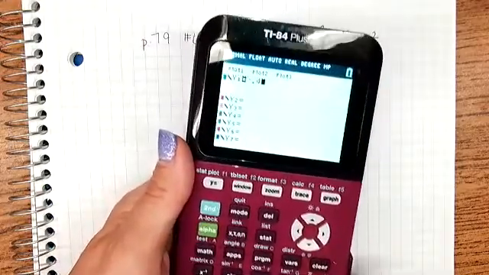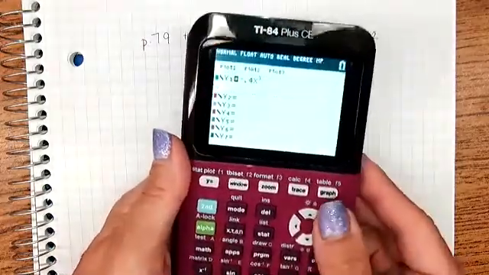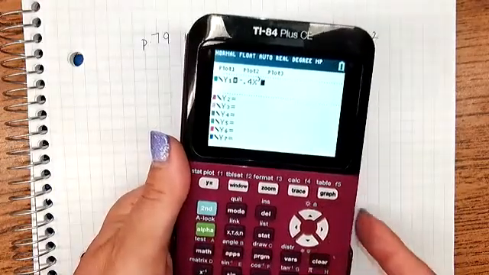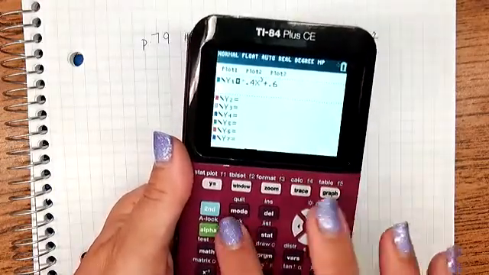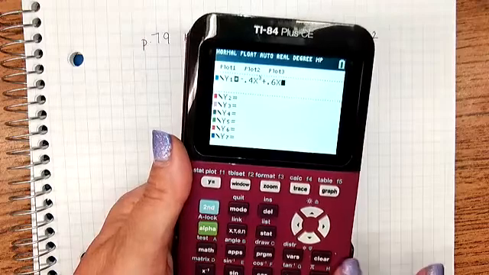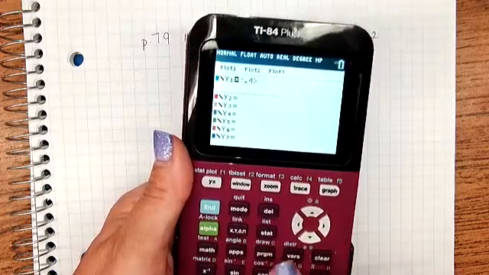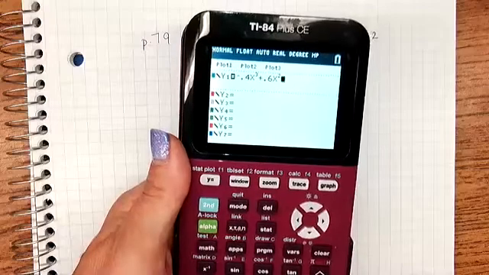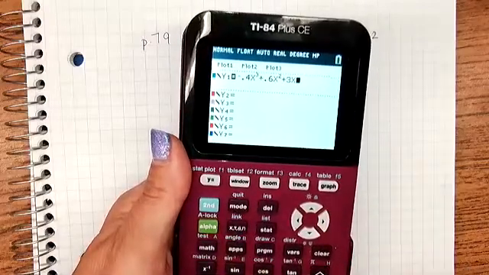Negative 0.4 x cubed, plus 0.6 x squared, plus 3x minus 2.